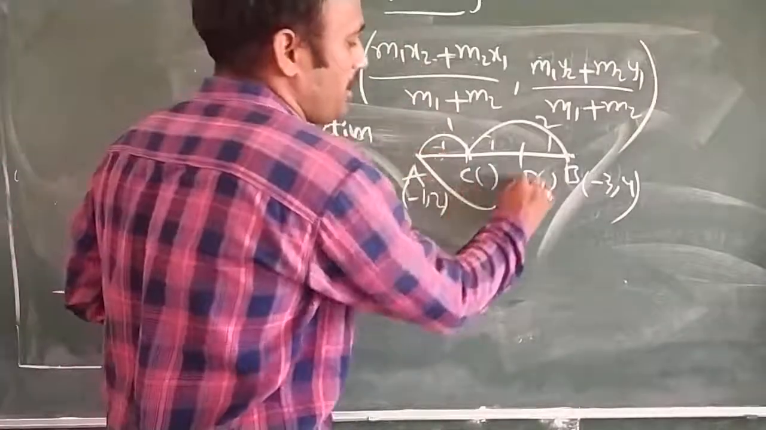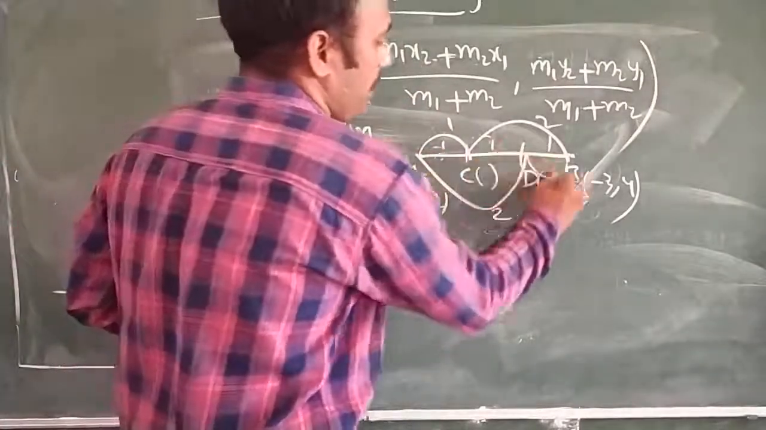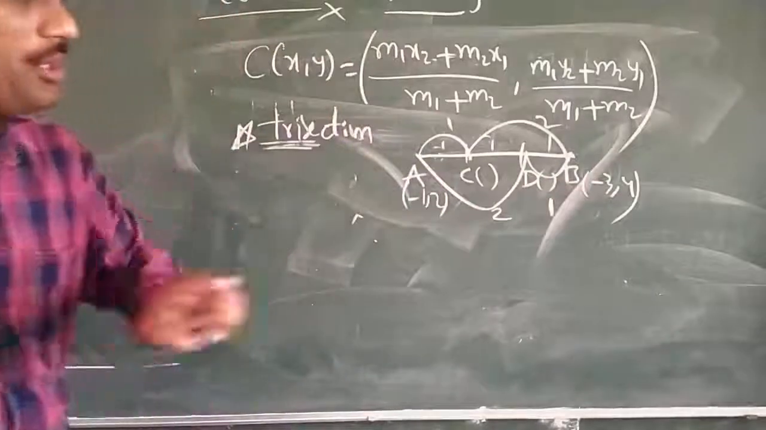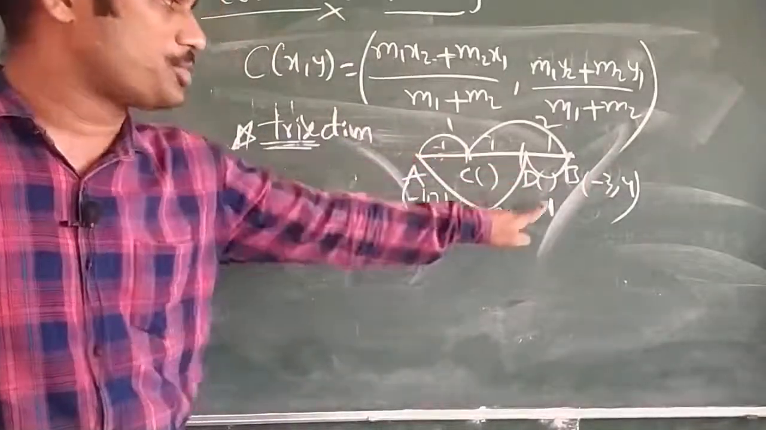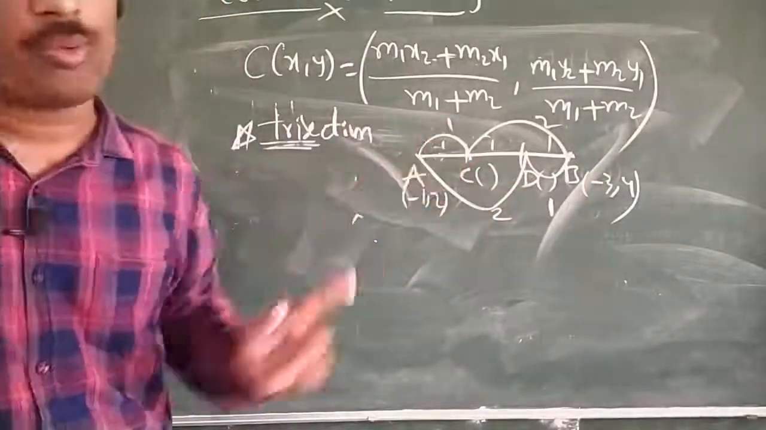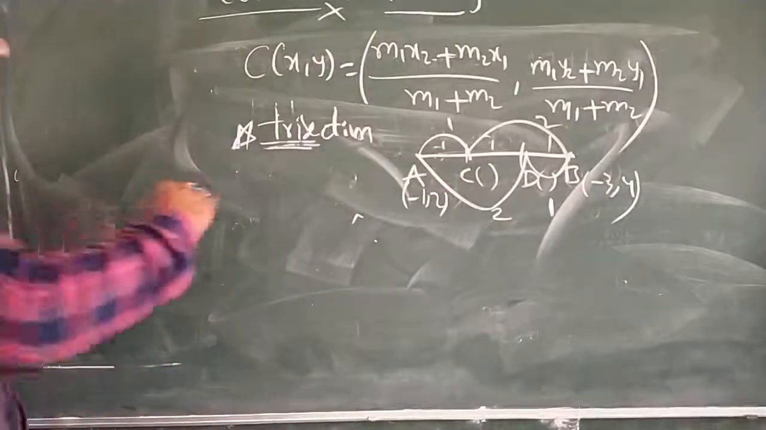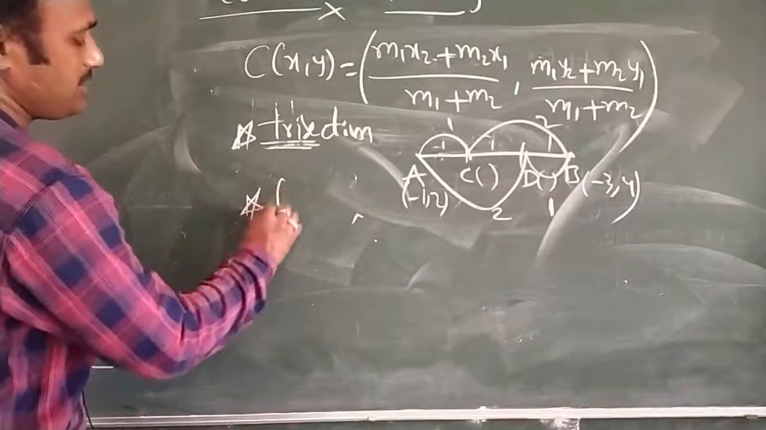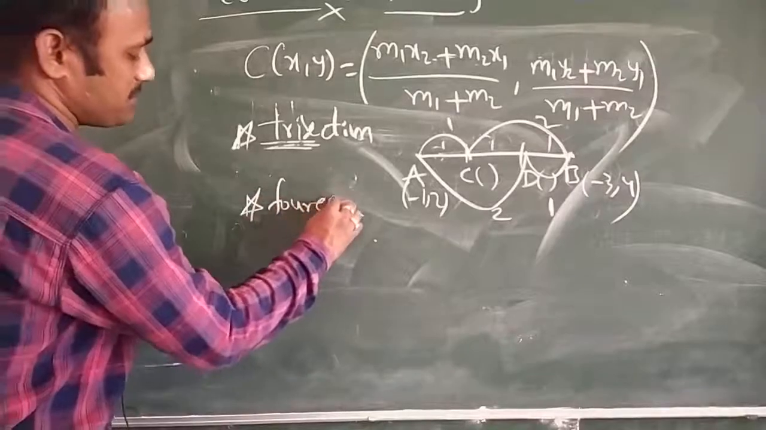Next, if I want D, from A to D it is 2 and from D to B it is 1. So it is a 2:1 ratio. In order to get point D, I have to use the 2:1 ratio. In order to get point C, I have to use the 1:2 ratio. This is about trisection. Next, the second one is 4 equal parts.